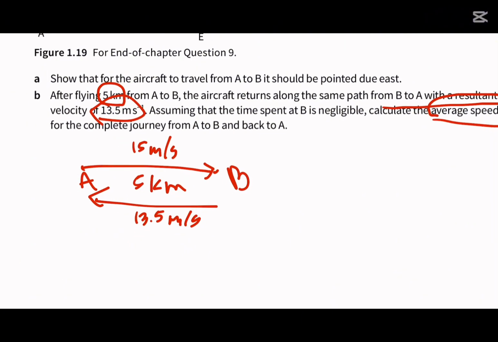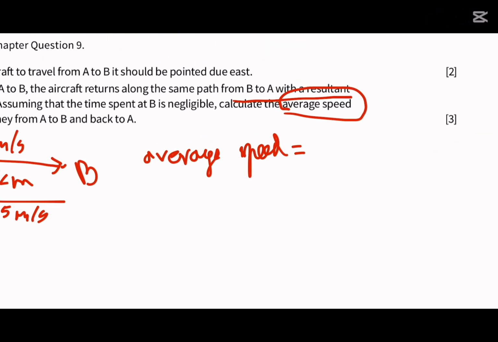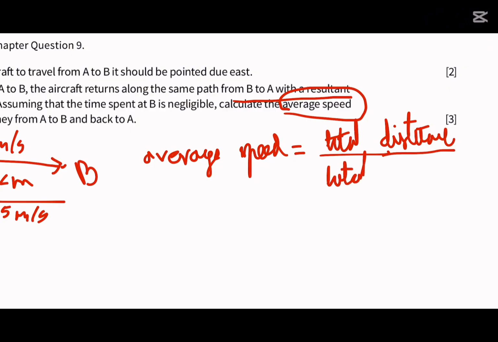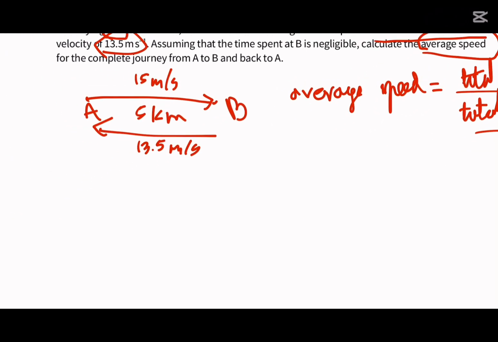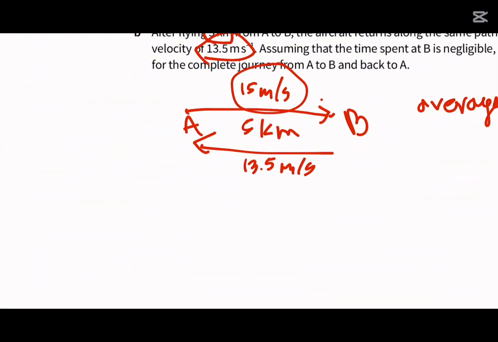So to calculate average speed, you need speed equals total distance, sorry for the bad handwriting, guys, I'm writing with a finger, divided by total time. So we have the total distance. Total distance is 10 kilometers. Total time we have to find, right? And we can find that very easily. So for each leg, the time would be time equals distance over speed.